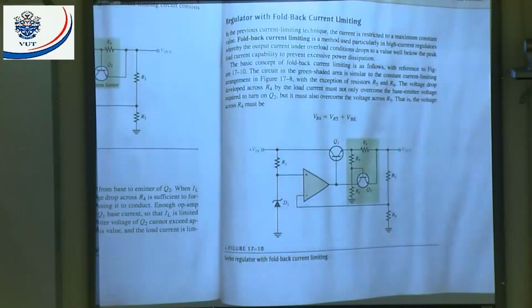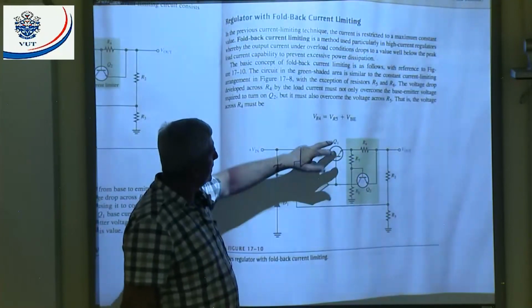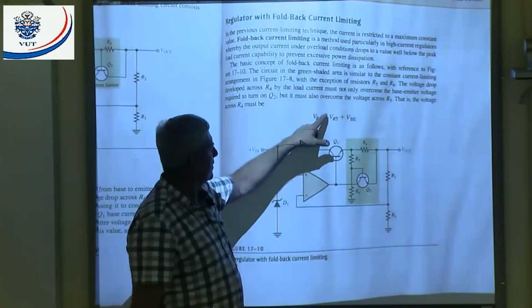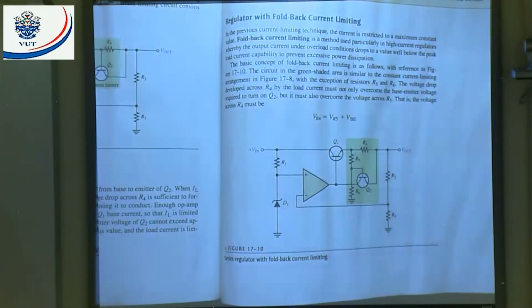The volt drop developed across R4 by the load current must not only overcome the base emitter voltage required to turn on Q2, but must also overcome the volt drop across R5. That is, the voltage across R4 must be VR4 equals VR5 plus VBE. That means to turn that thing on, I must have the volt drop across R5 plus the volt drop between the base and the emitter of Q2. You need VR5 plus VBE, otherwise it won't turn on.